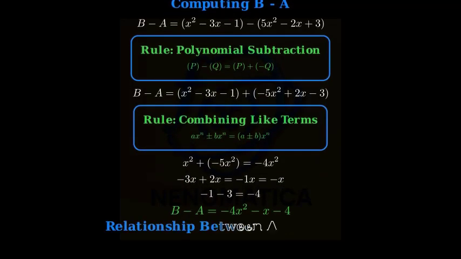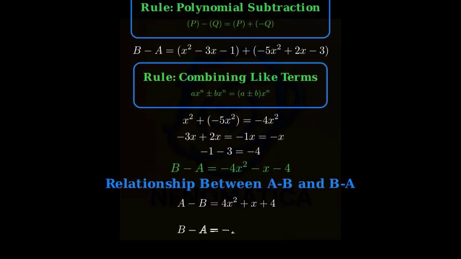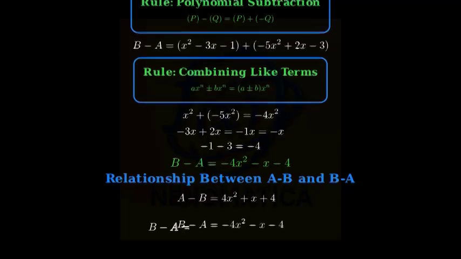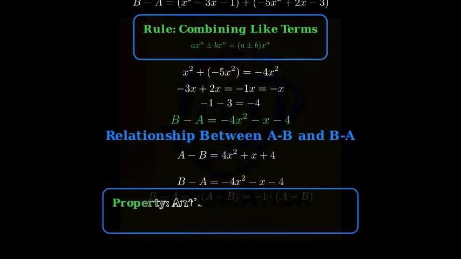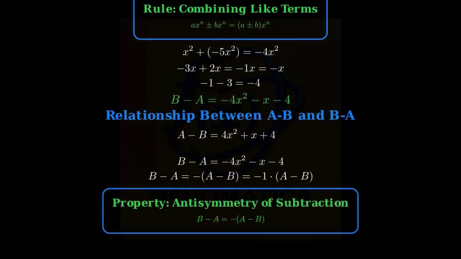We found that a minus b equals 4x squared plus x plus 4, while b minus a equals negative 4x squared minus x minus 4. Notice that b minus a is the negative of a minus b. This is a general property of subtraction. b minus a equals negative (a minus b), or equivalently, b minus a equals negative 1 times (a minus b). This applies to numbers, polynomials, and many other mathematical objects.